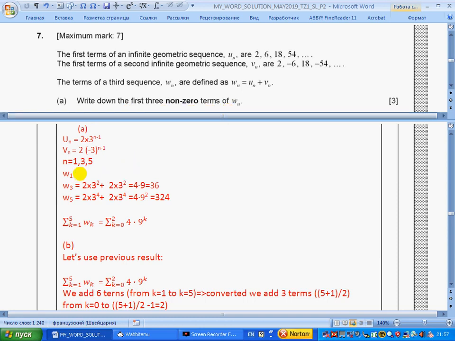So it will be for n equal 1, 3, and 5. The rest will be 0, second will be 0, and fourth will be 0. And here are answers: 4, 36, and 236.